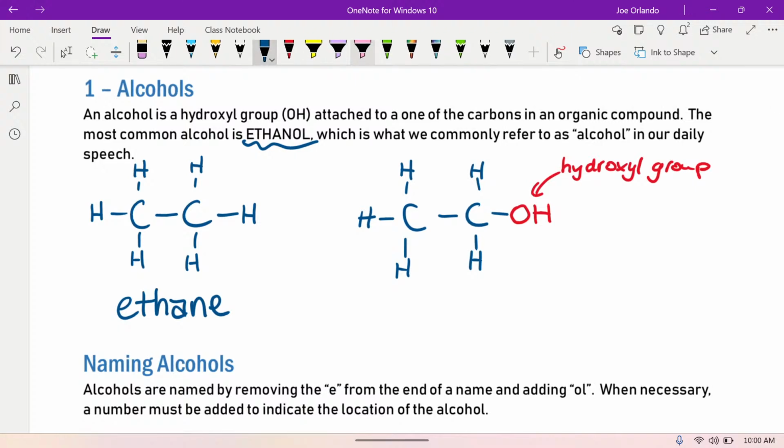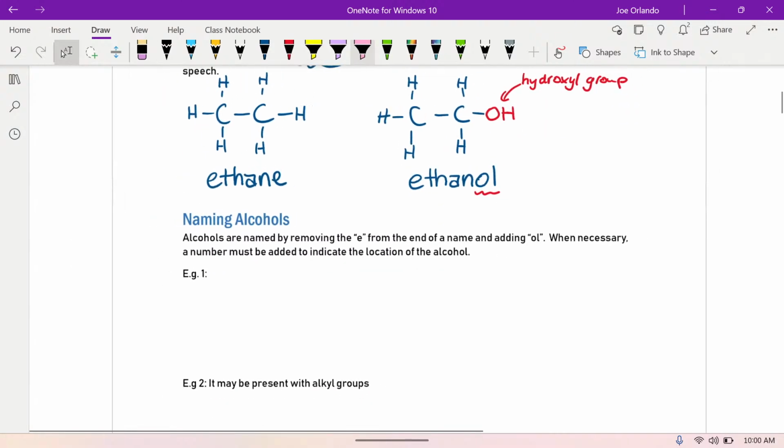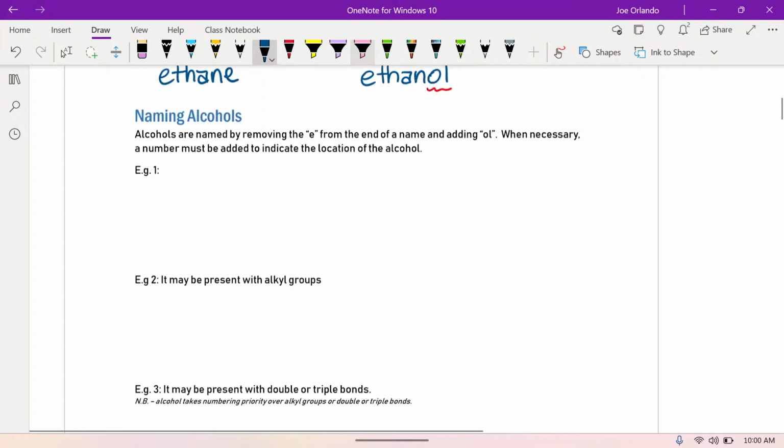And this one we already know the name of. It's ethanol, and that hopefully gives you some insight into how we name these. How do we name these? Yeah, we changed the ending to ol. That means that we've dropped the E in ethane and replaced it with ol. So let's try an example.